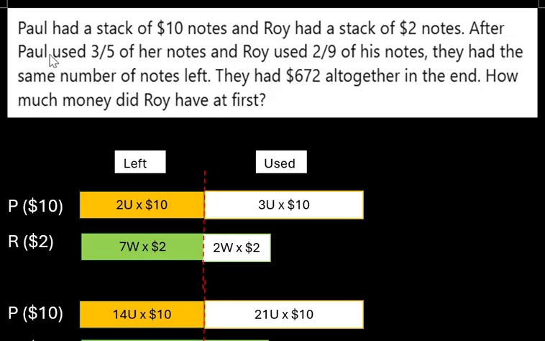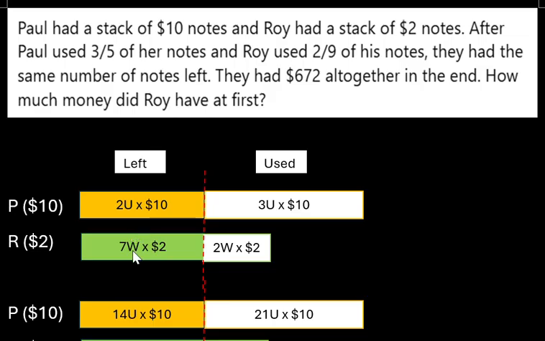Based on the question, Paul used 3/5 of his notes. If he used 3/5, then he will be left with 2 units. Roy used 2/9 of his notes, so he will be left with 7 units. Remember, because their notes are different, I use different units to represent them as well.